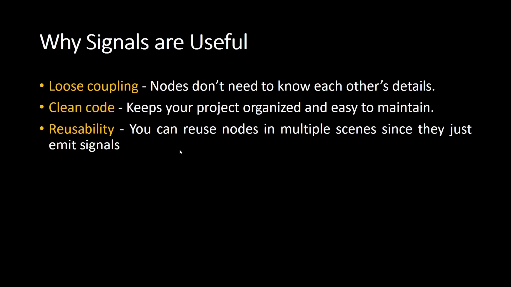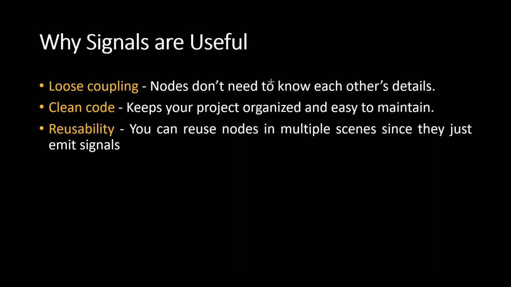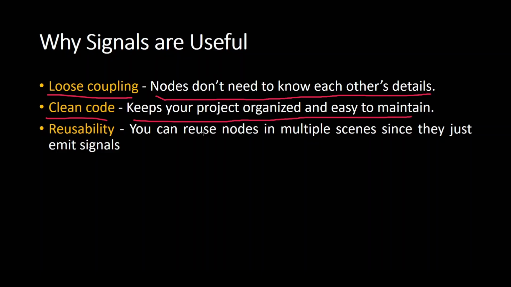Now let's go to why signals are useful. Loose coupling: nodes don't need to know each other's details. As I've mentioned earlier, one node can emit the signal, but it doesn't care who will listen to it. Clean code keeps our project organized and easy to maintain, and reusability: we can reuse the nodes in multiple scenes since they just emit the signals.